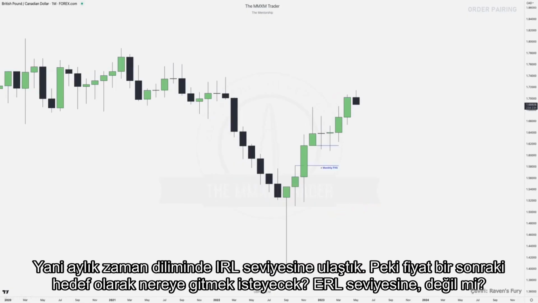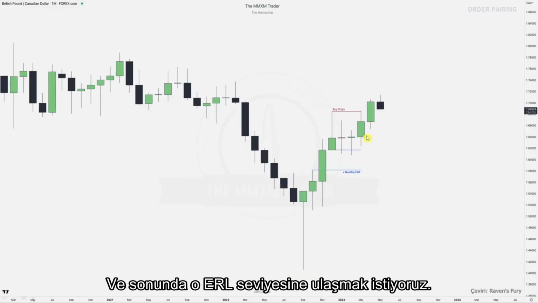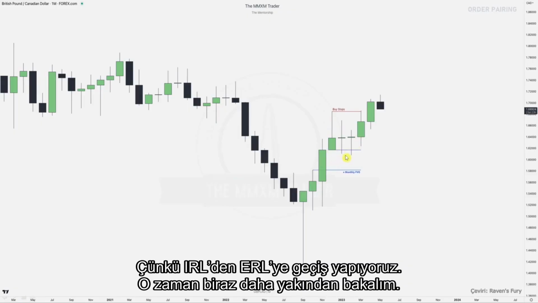So we hit that internal range liquidity on a monthly time frame. So what is price going to be wanting to aim for next? External range, right? So we hit an internal range liquidity down here. Then we can see external range up here, external range up here. And eventually we want to reach into that external range because we go from internal range to external range.